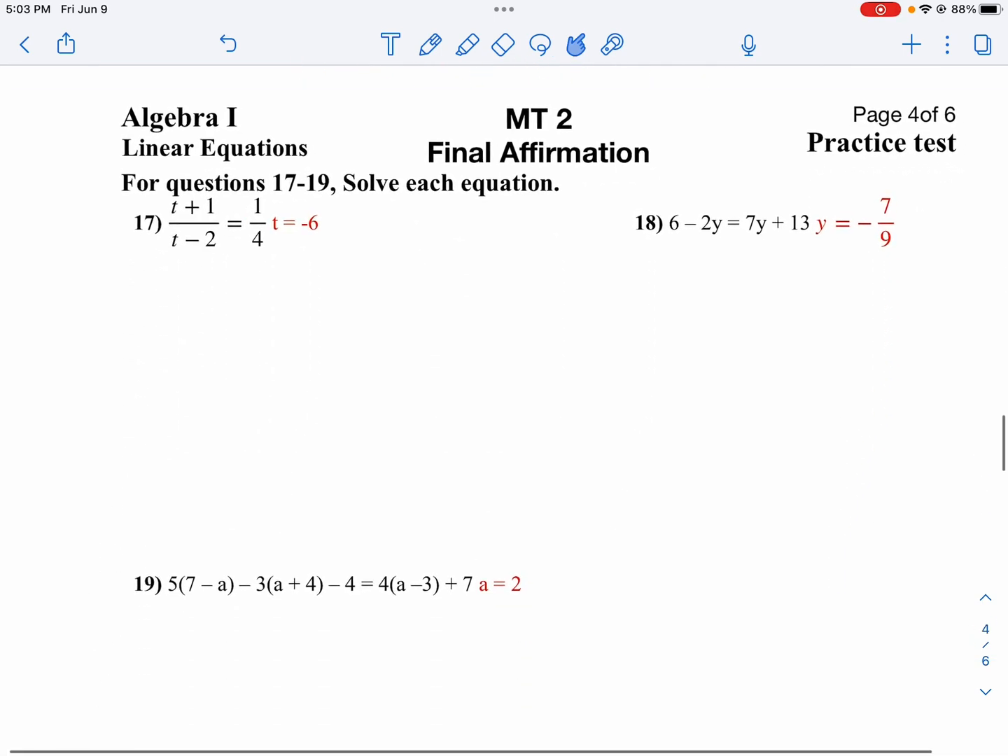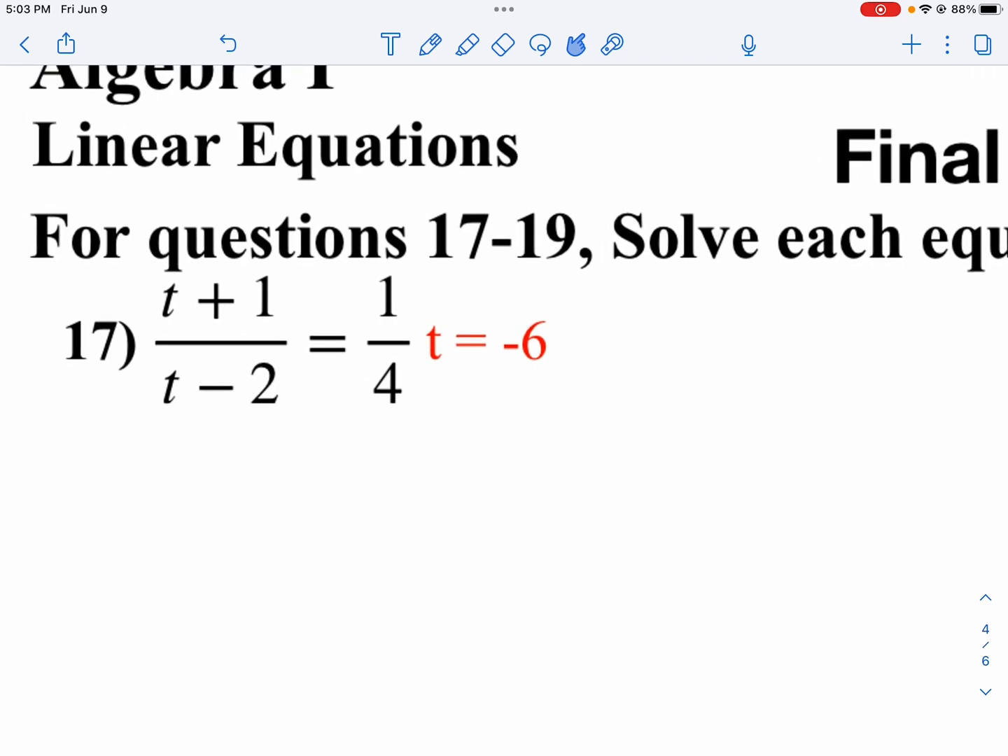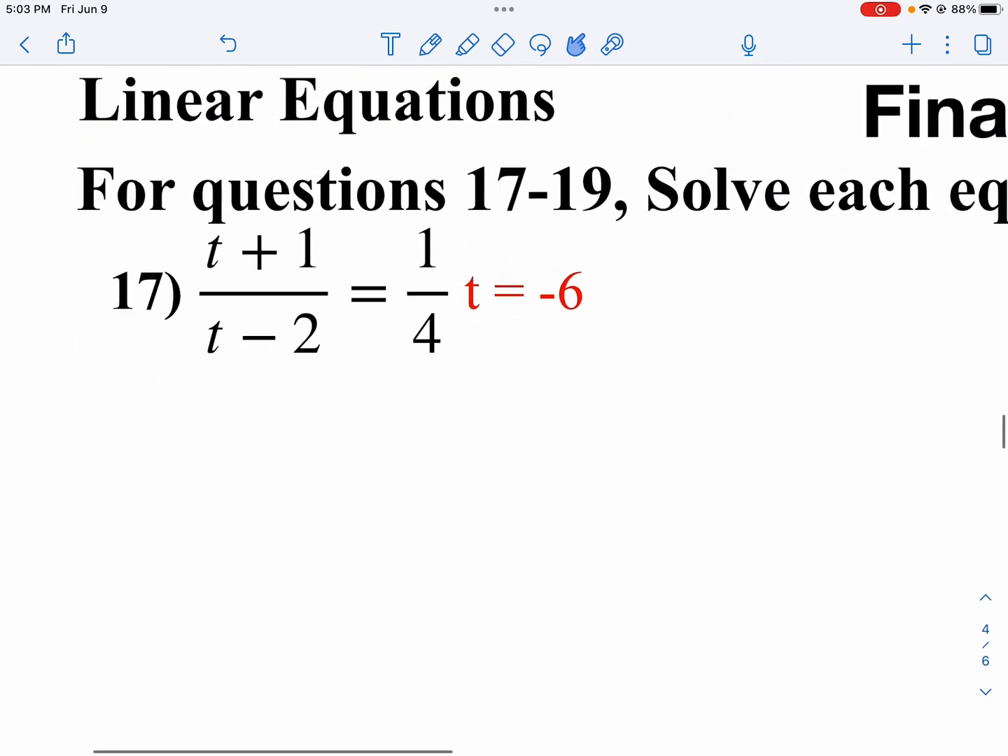Okay, let's take a look at solving some more complex equations, more like the equations we did this chapter. On this one, I've got 2 denominators, 4 and t minus 2. So what we're going to do is clear the fractions. I'm going to multiply both sides by 4 times t minus 2. So over here I'll go 4 times t minus 2.